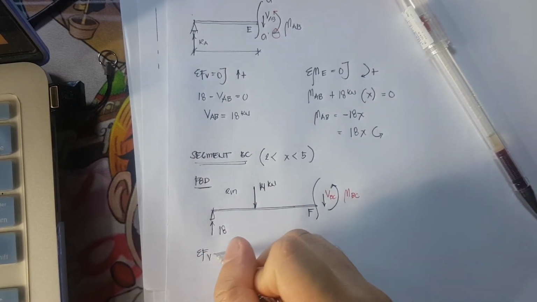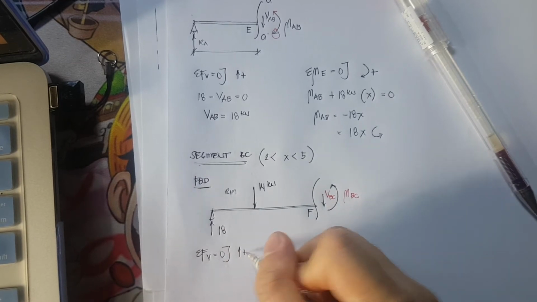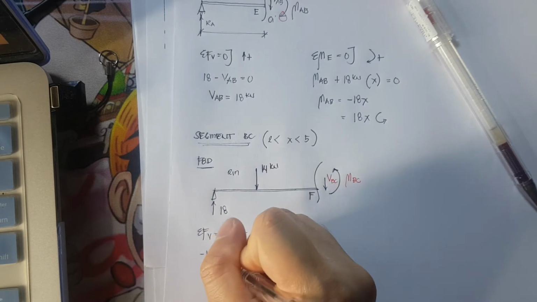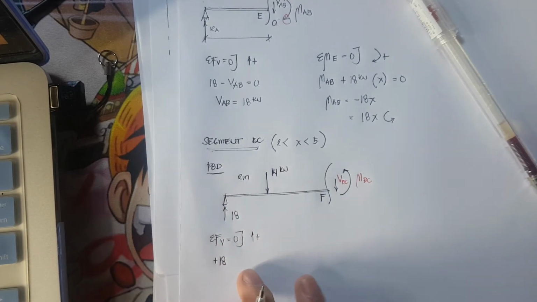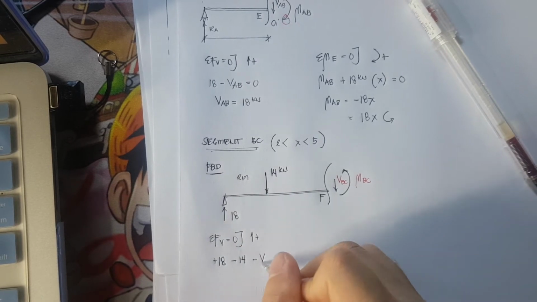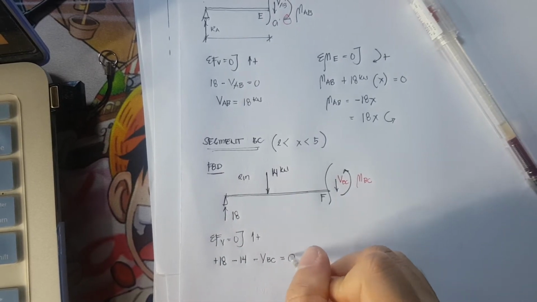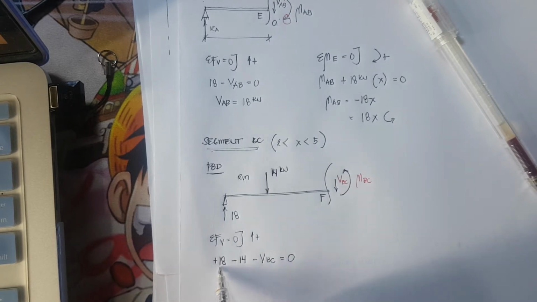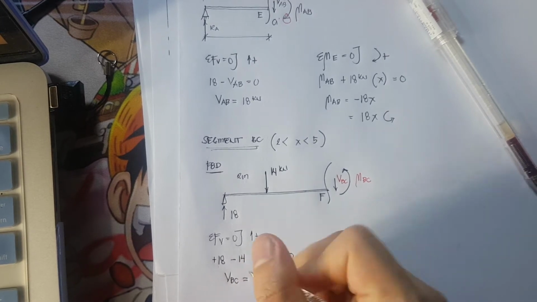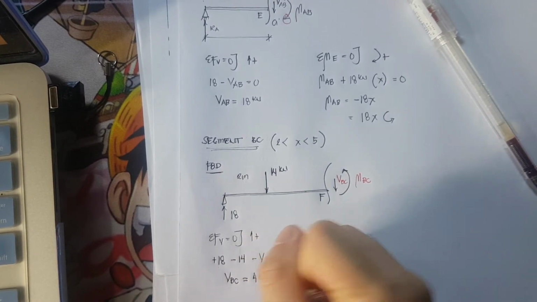Summation of forces vertical is equivalent to 0. All forces that are pointing upward should be positive. So I have here positive 18 minus 14 minus shear BC, and that is equivalent to 0. 18 minus 14 is equivalent to 4. Transpose it to the other side of the equation to make it negative. The negative cancels. Therefore, shear BC is equivalent to 4 kilonewtons.